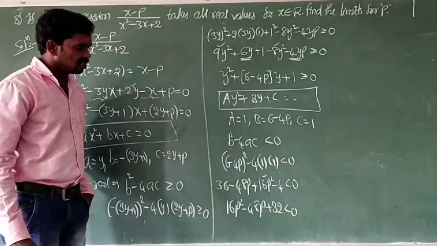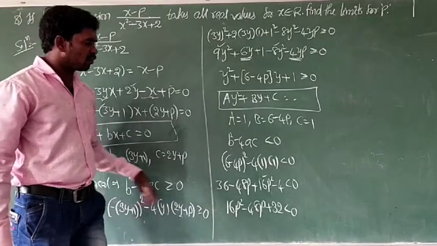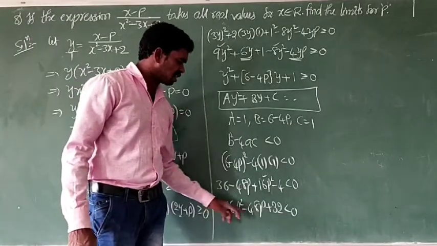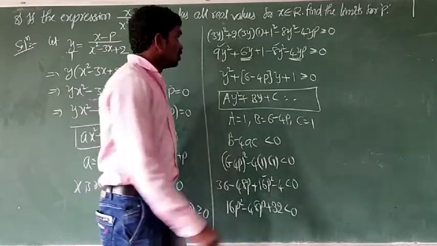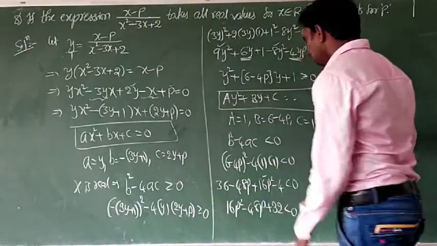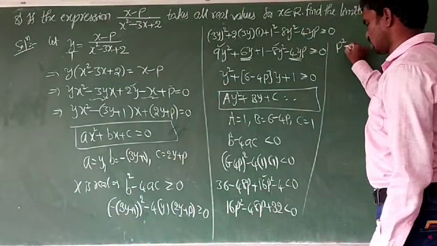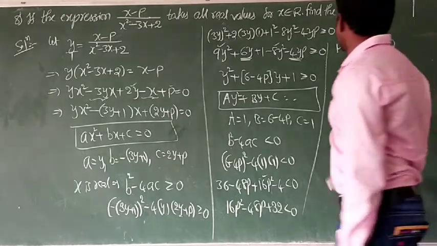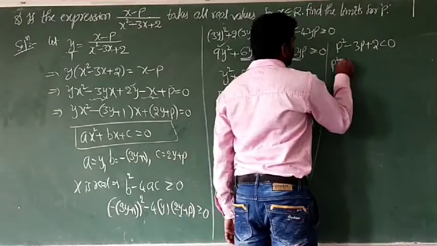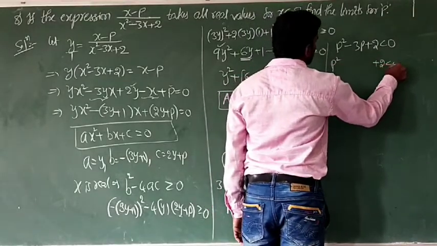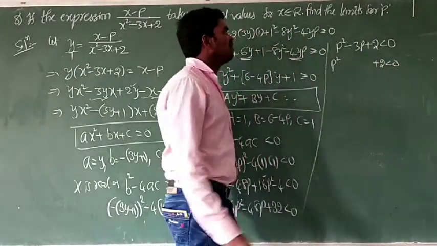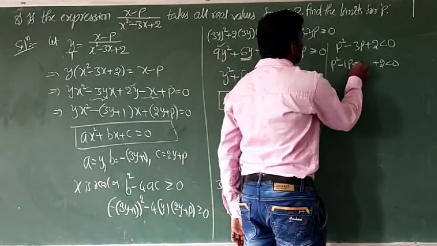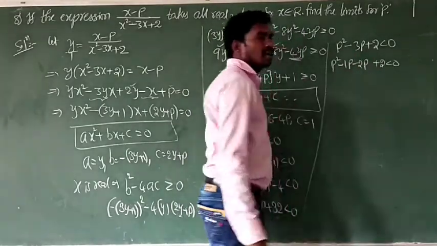In all terms 4 is common. Am I right? Is 4 common? Not only 4, 16 is common. 16 1 jar, 16 3 jar, 16 2 jar. So the equation will be 16 into p square, 16 into 3p, 16 into 2 less than 0. So calculation, first term and last term as this. So instead of middle minus 3p, we can write minus 1p minus 2p. Am I right? Instead of 3p.